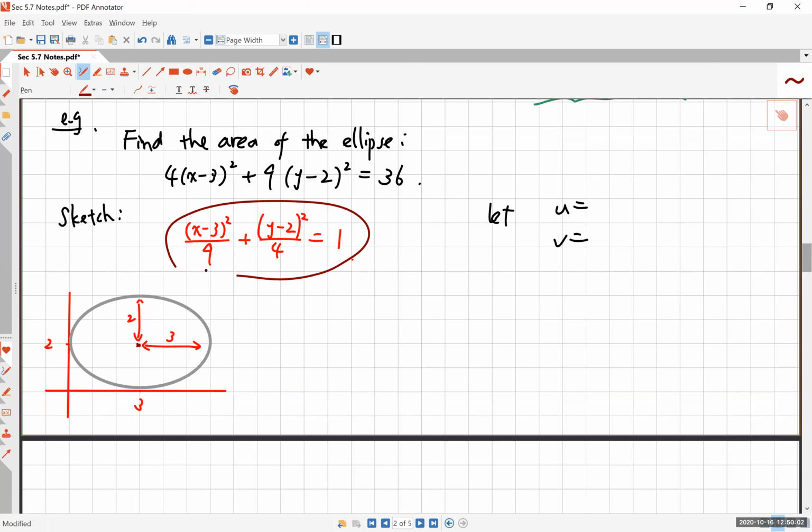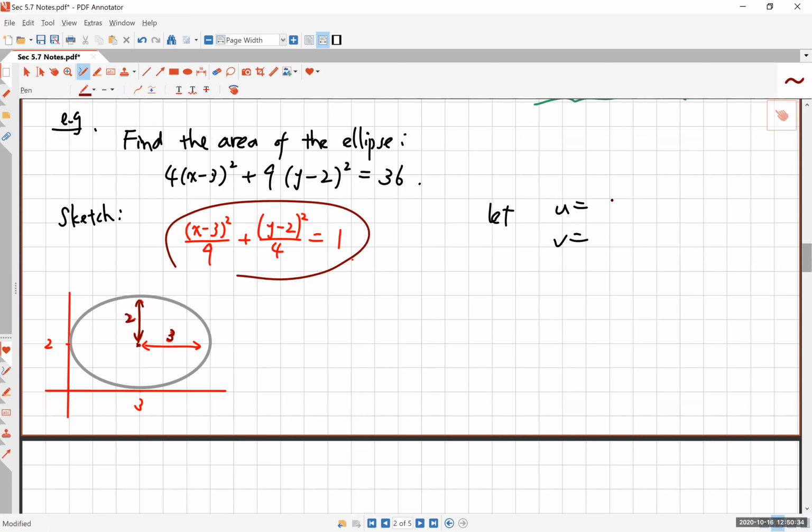And then because of these numbers, 9 and 4, you can see that the semi-major axis is horizontal, and it's 3. The semi-minor axis is of length 2, and that goes vertically in the y direction. Okay, so this hopefully is the picture you drew, and we are trying to find the area of this ellipse. At this point, I don't expect you to be able to figure out what u and v should be, but that's okay.